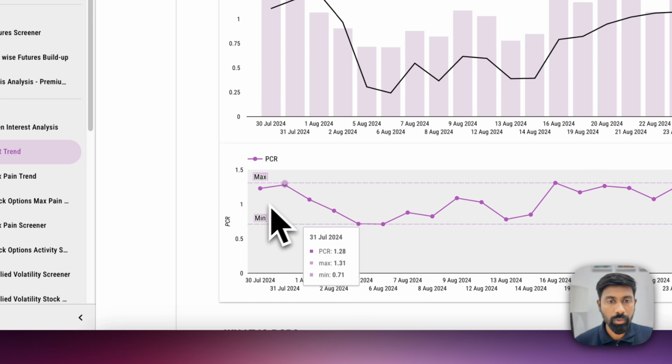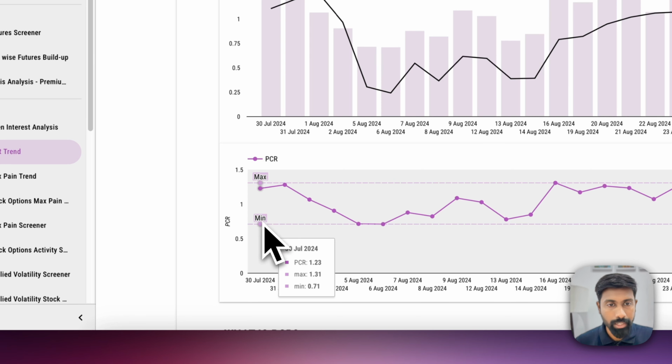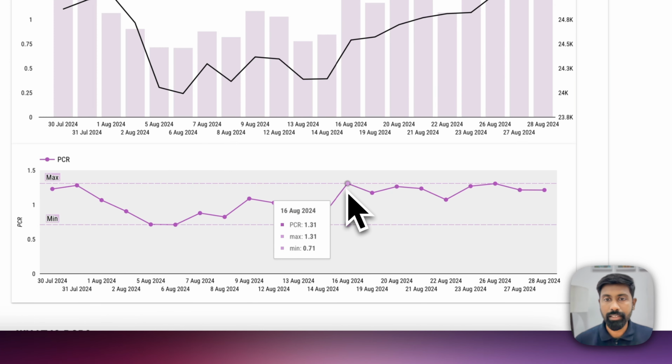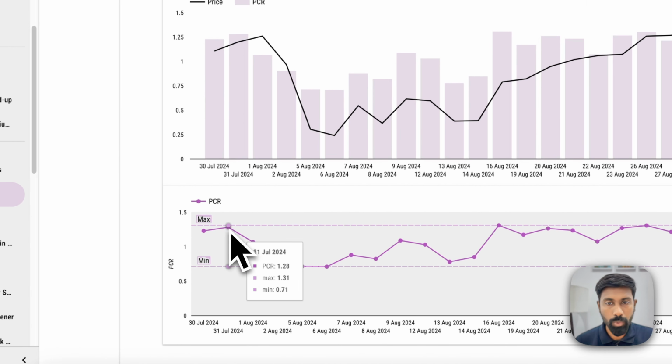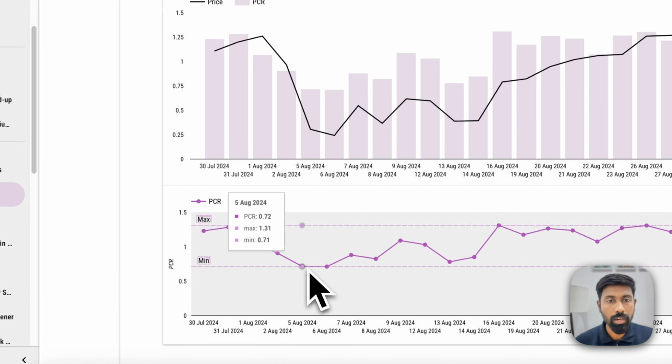For example, you can look at the values of PCR here. PCR means put call ratio, and PCR range has been between 1.31 and 0.71 for Nifty over the last 1 month. So you can see here the maximum value has been 1.31. Here also it has been 1.31. Here it was 1.28 and here the bottom values are 0.71 and 0.71.